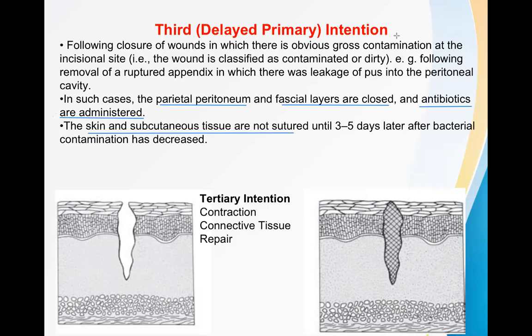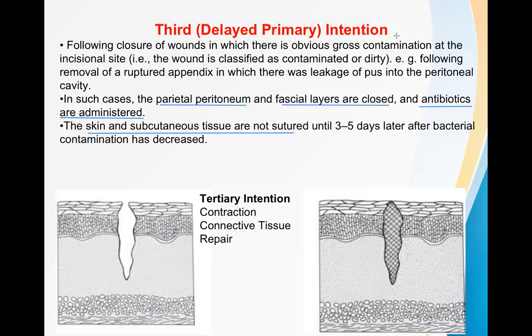Now let me clarify again. This is done mainly in contaminated or dirty type of surgical wound. The surgeon's decision is the final here. If the surgeon thinks there is a high chance of infection, I will not close the skin, I will just close the parietal peritoneum, because we cannot open the parietal peritoneum and keep it like that, there is a big risk of entry of infection inside.